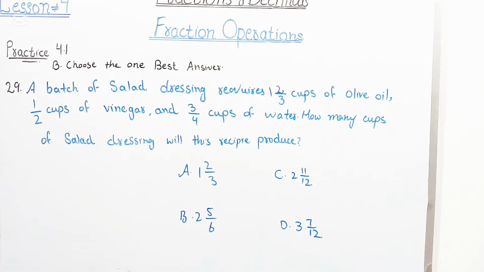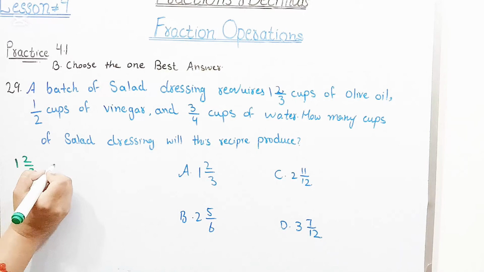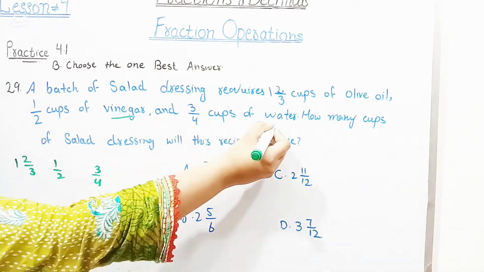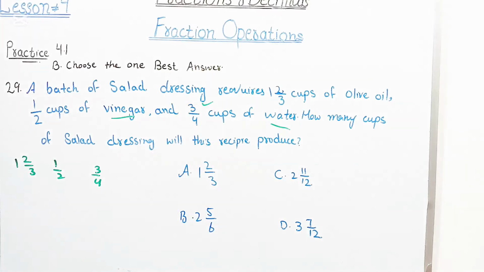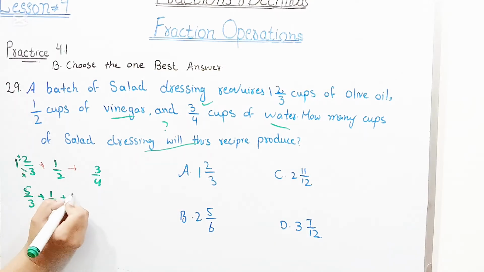A batch of salad dressing requires 1 2/3 cups of olive oil, 1/2 cup of vinegar, 3/4 cup of water. How many cups of salad dressing will this recipe produce? It means we require all these quantities, so we add them. First we convert into improper fraction. Multiply then add: 3 1 3 plus 2, 5 over 3 plus 1 over 2 plus 3 over 4.